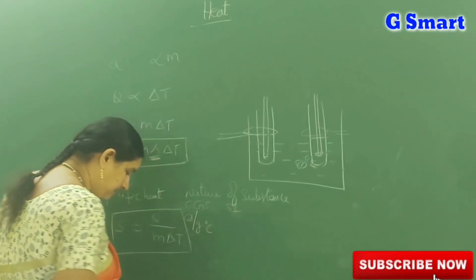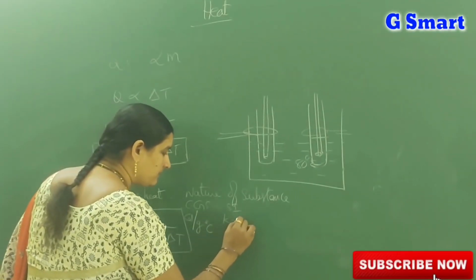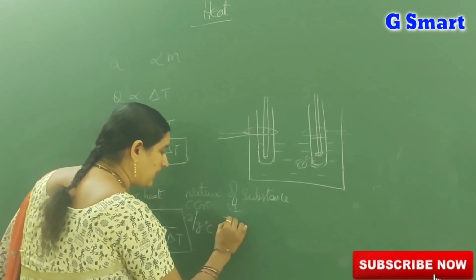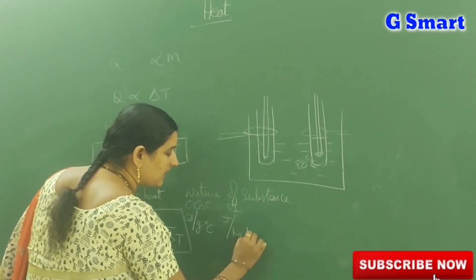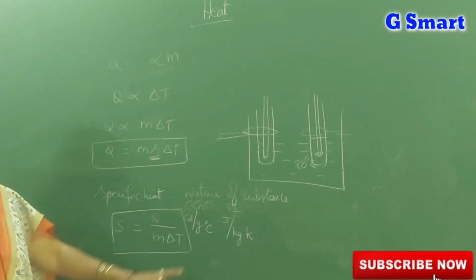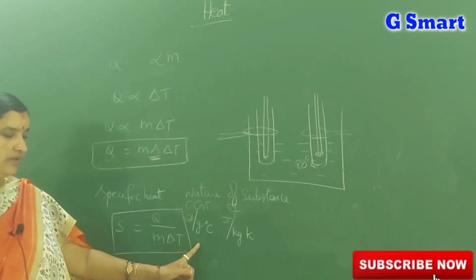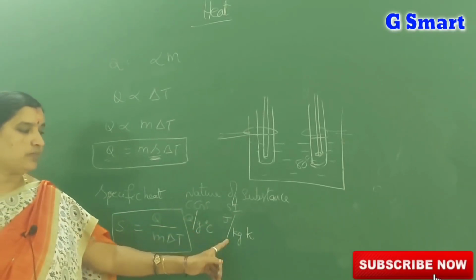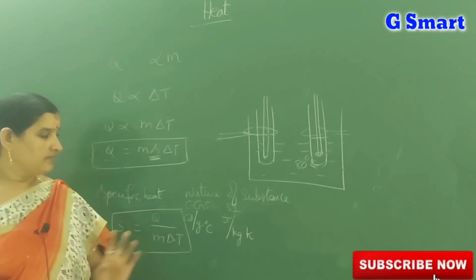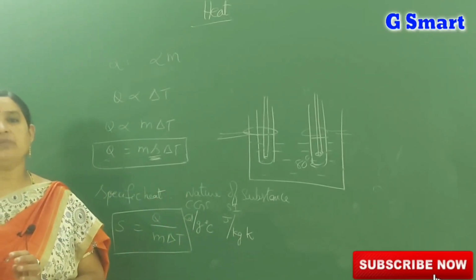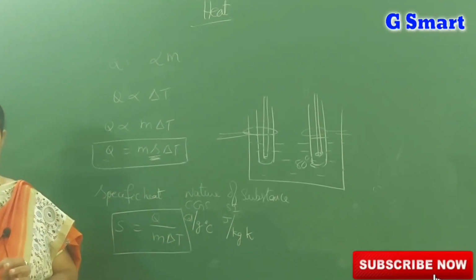In the SI system, joule per kilogram Kelvin. Calorie per gram degree centigrade in the CGS system and joule per kilogram Kelvin in the SI system. This is about specific heat.